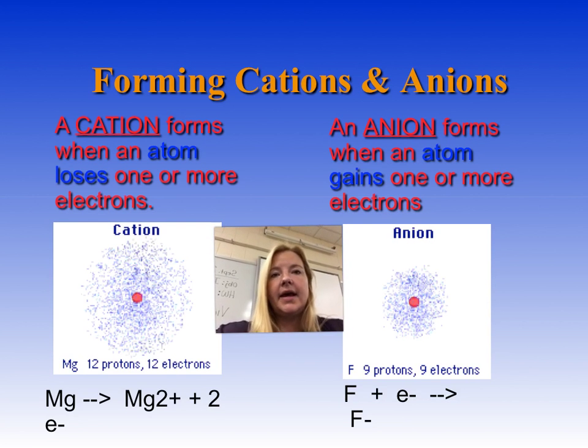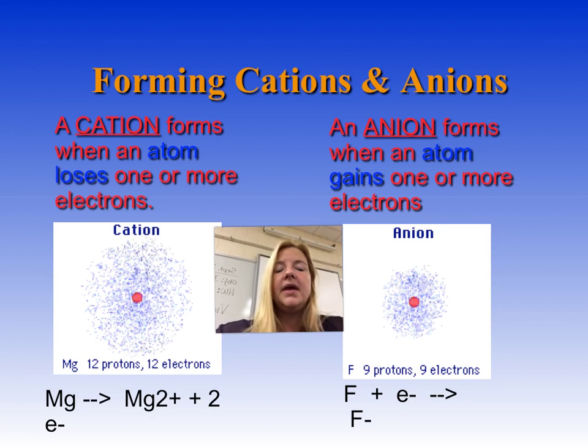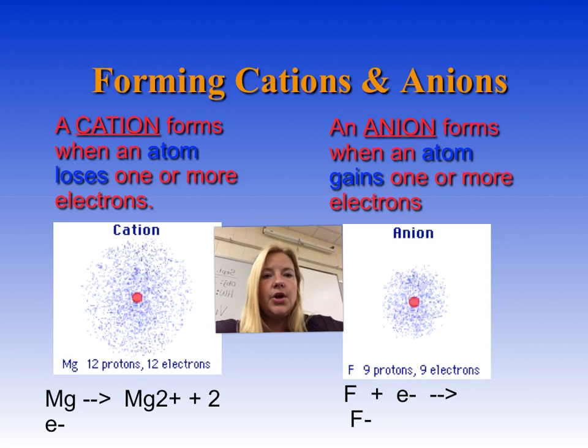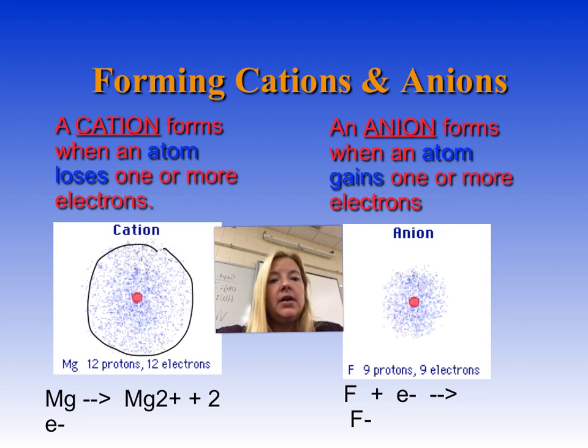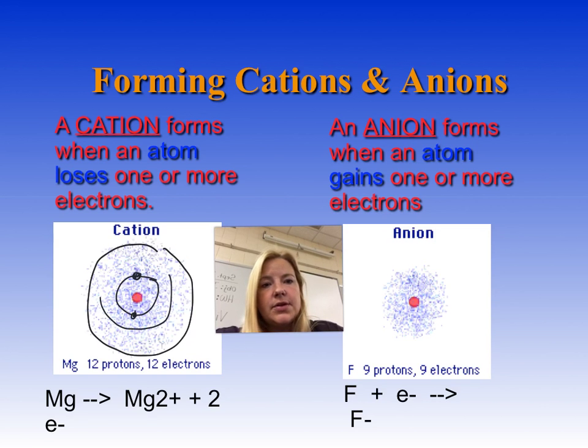Cations and anions are going to form from gaining or losing electrons. So in the outermost orbital, there are electrons. So magnesium, for example, has 12 protons, which means it also has 12 electrons. So the first energy level has 2 of them, and then the next energy level is going to have 8 of them. And after that, we need 2 more still. And so those are going to be in this energy level here.